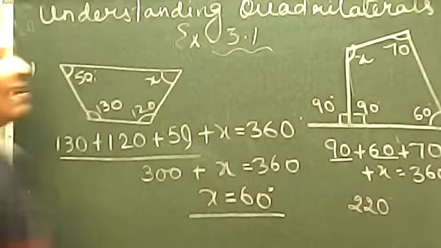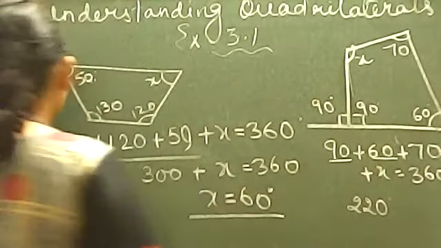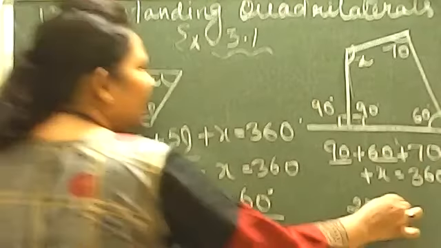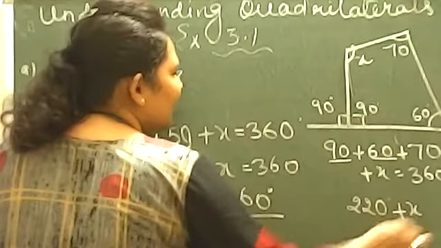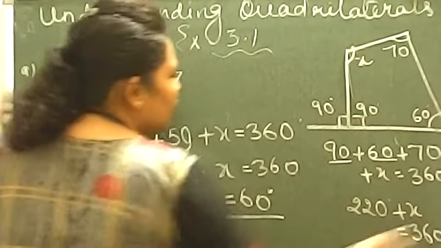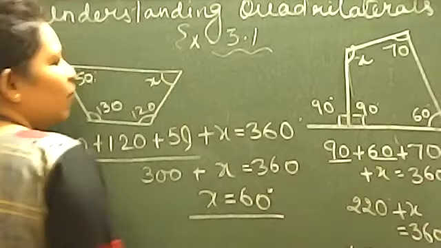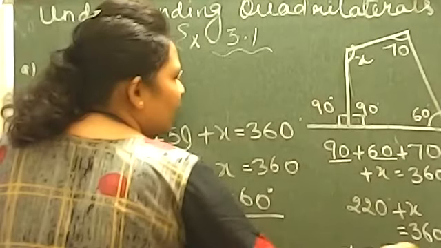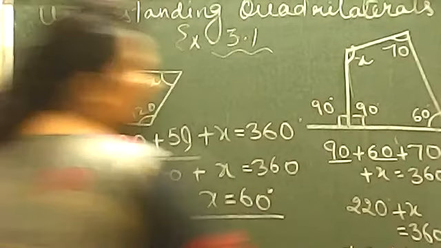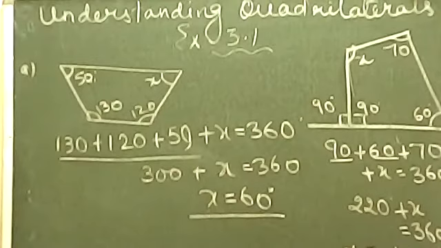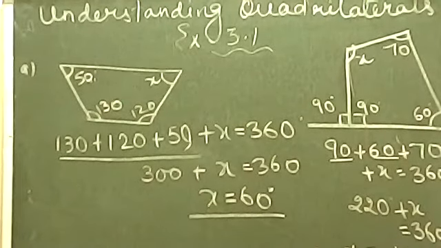ठीक है, once again let's add it. 90 and 60 हो जाएगा बेटा 150, 150 और 70 मिला के हो जाएगा 220, 220 plus x will give you 360. और जब आप सॉल्व करोगे तो x की वैल्यू आ जाएगी 360 minus 220, which will give you here 140 degree. Okay, which will give you 140 degree. So this is the complete solution for question number B.